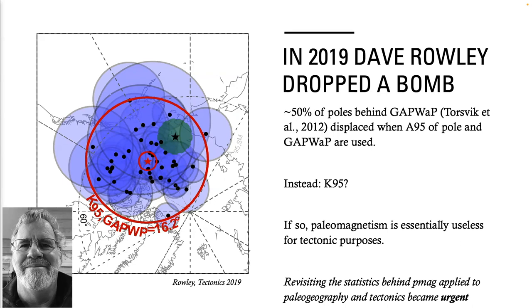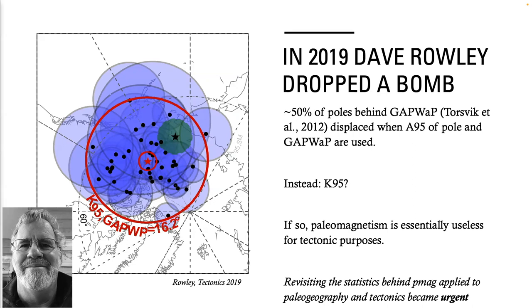He said, you cannot use paleomagnetic data to infer paleolatitudinal differences less than 2,000 kilometers, because if we compute, in the apparent polar wander path of Torsvik, the difference between each pole that fed into the apparent polar wander path and the average pole of the apparent polar wander path, then 50% of the poles are statistically significantly displaced relative to the apparent polar wander path.